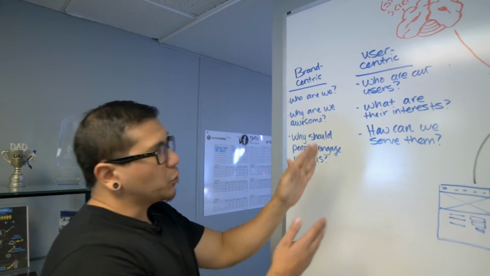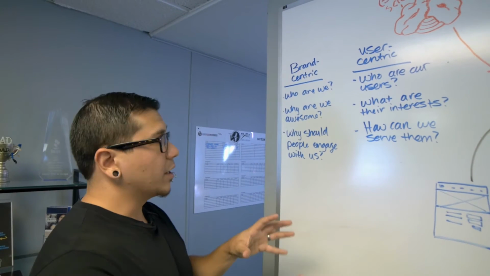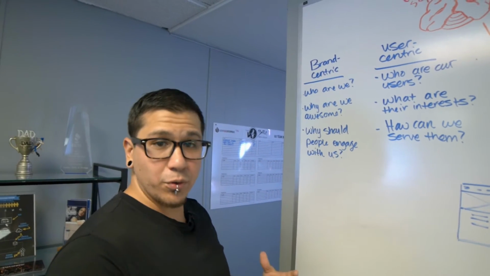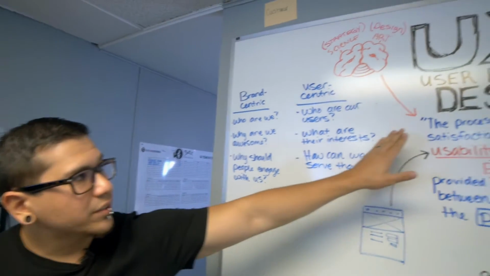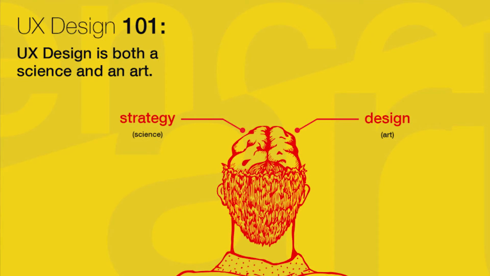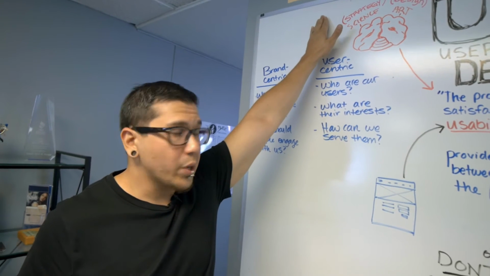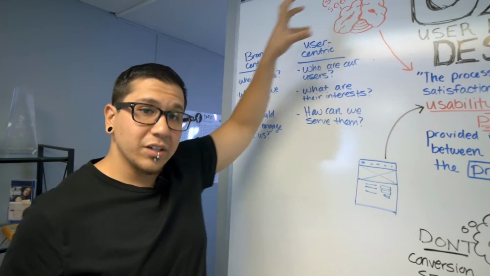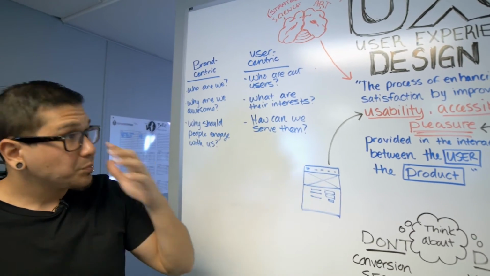And again, the natural byproduct of answering these questions is going to be a better user experience, but also better for the brand's bottom line. Now, the process of UX design is both strategy, in other words a science, and an art. It's a science because it takes a carefully crafted strategy, and it's an art because you have to then convert that strategy into a design, hence user experience design.